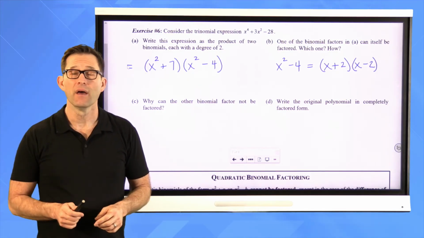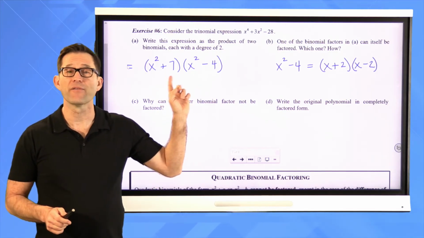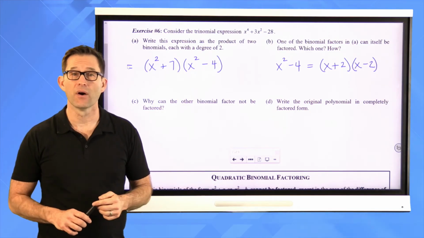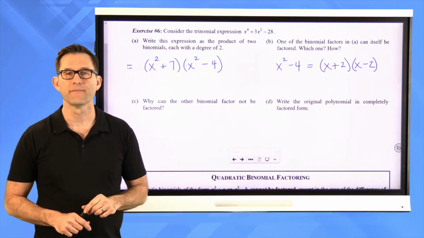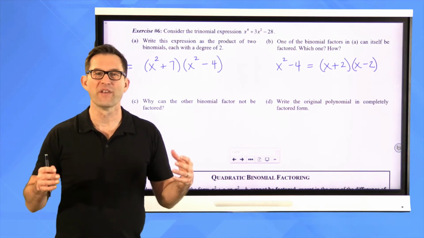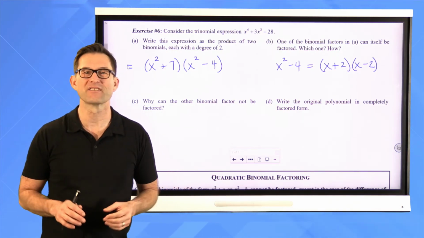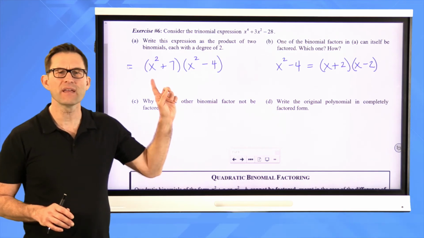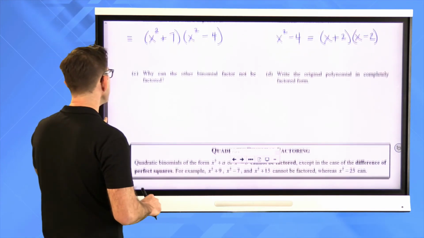On the other hand, I don't want you to just take my word for the fact that that can't be factored, okay? So let's take a look at letter C. Why can the other binomial factor not be factored? Wow, the word factor shows up a lot, right? And that's because factor is both a noun and a verb, as we discussed early on in this unit. So let's take a look at why x squared plus 7 can't be factored.